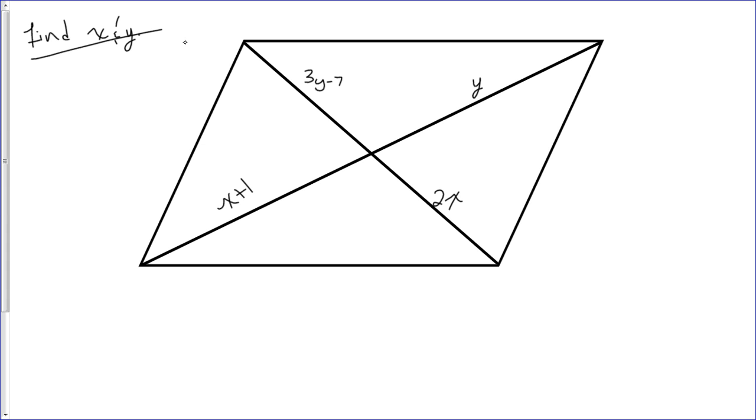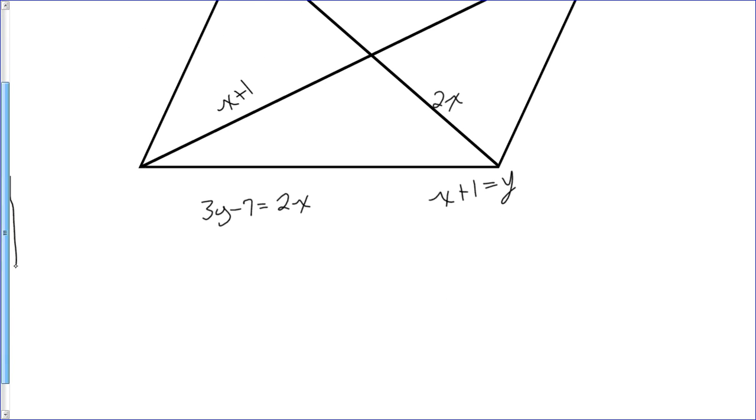All right, if you notice here, we know that they bisect each other. So we know that 3y minus 7 equals 2x. And we also know that x plus 1 equals y. But if you look, we have two variables in each of those equations. So how are we going to solve them? Well, we have what y equals. y is simply x plus 1.